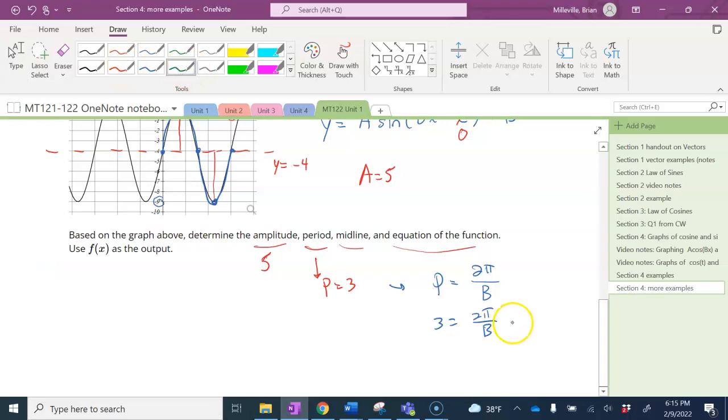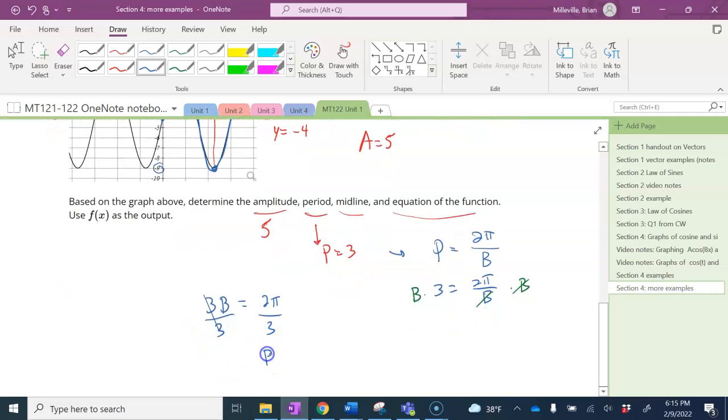I'm going to multiply both sides by b to cancel these b's out. Rewriting this equation, we've got 3 times b, or b times 3, 3b equals 2 pi. Dividing both sides by 3 then, we would get our value for the parameter b as 2 pi over 3. All right, so we've got 2 of the numbers we need.